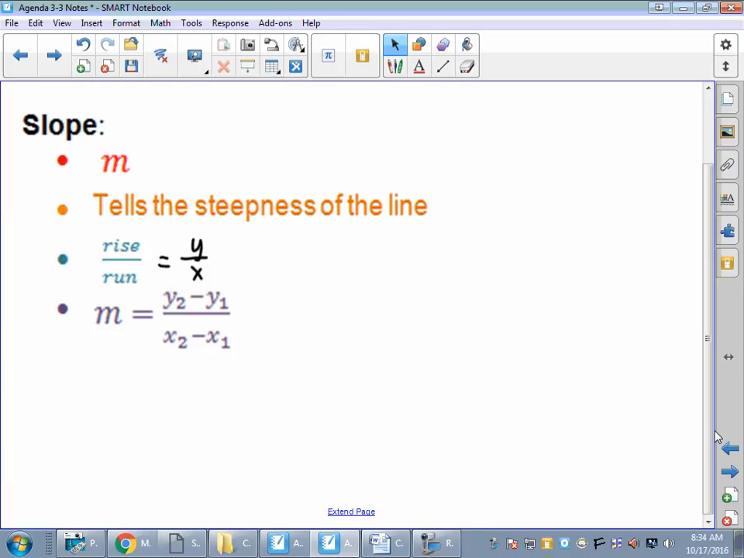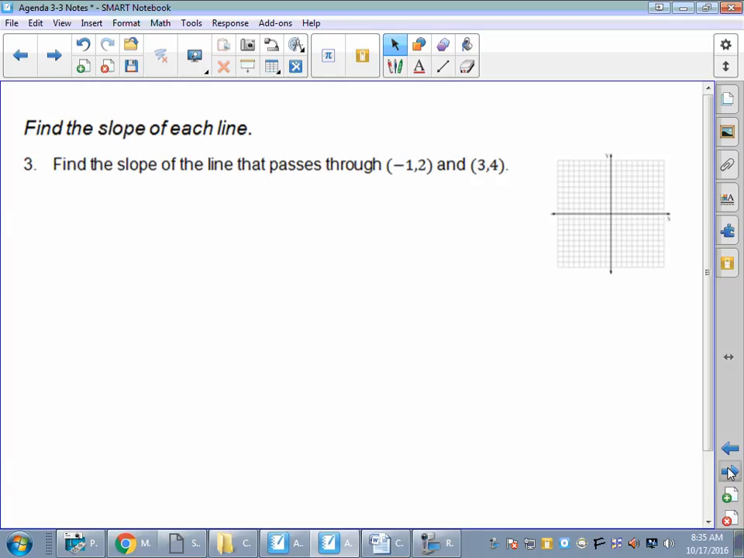So let's do a problem or two. So number 3, we're going to do this one. It says to find the slope of the line that passes through -1, 2, and 3, 4. Well, I put a piece of graph paper there so that you could see it. I want you to see rise over run, and I want you to see the formula. So graph the point -1, 2. Graph the point 3, 4. I'm having a hard time seeing these points right here. Put yourself a nice, neat line through it.